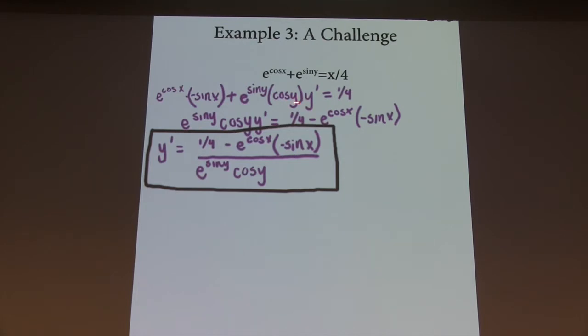Then isolate y prime by first subtracting e raised to the cosine x times negative sine x, leaving on the left-hand side only the parts that use the variable y. Then divide by e raised to the sine y times cosine y to find y prime.